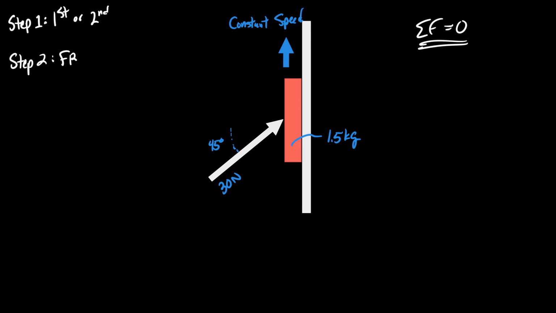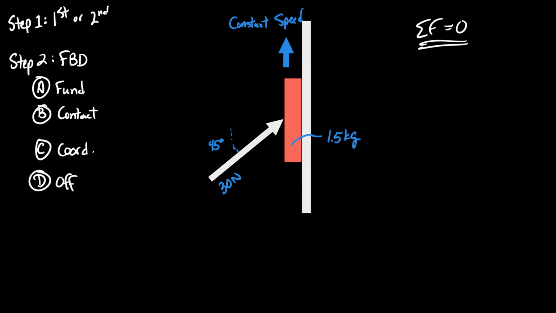is a free body diagram, which we break up into a couple of parts. A, you've got to deal with fundamental forces. B, you've got to deal with contact forces. And C, you have to apply a coordinate system. And D, deal with off-axis forces. All right, so that's step two. So let's do that part now.